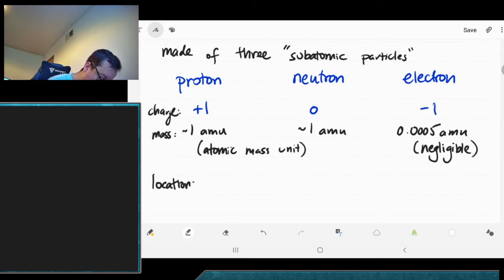We also know that the protons... Oh, shame on me. I'm being inconsistent with my colors. Oh well. Protons and neutrons are both contained within the nucleus of the atom. We'll talk about that in a little bit.